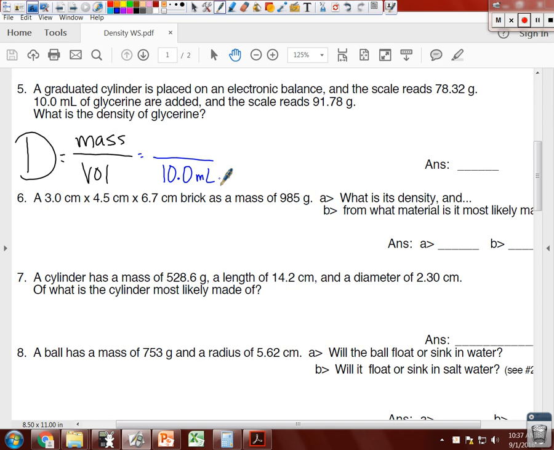To find the difference, right? So when you find what the mass is with the glycerin in it, to be able to determine what the glycerin actually makes up, you have to subtract the mass of that graduated cylinder. What was the mass when you do 91.78 minus 78.32? 13 point what? 46 grams.